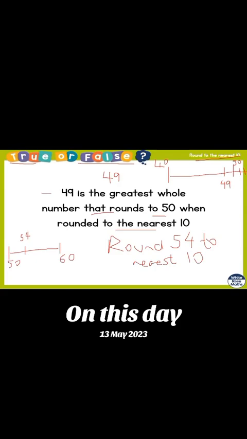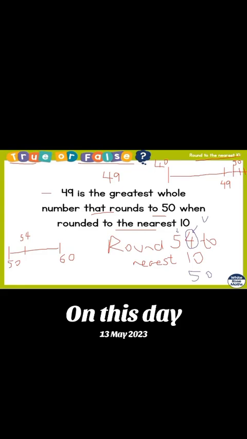Because looking at your place value, that's my tens column and that's my units column. Looking at my units column, if it's 5 or more, then I round up. Less than 5, I round down. Because that's a 4, that rounds down to 50. If it was 55, then it is going to be 60.